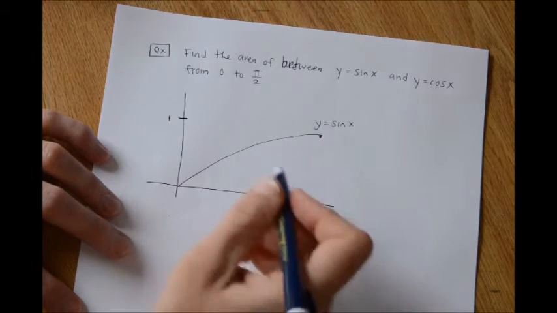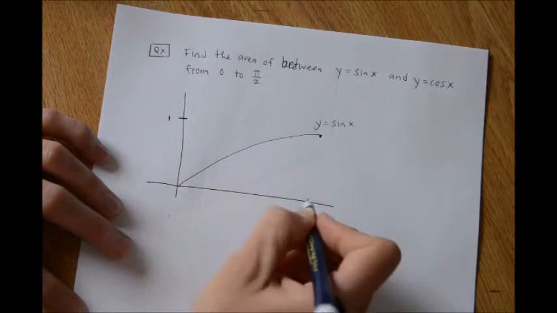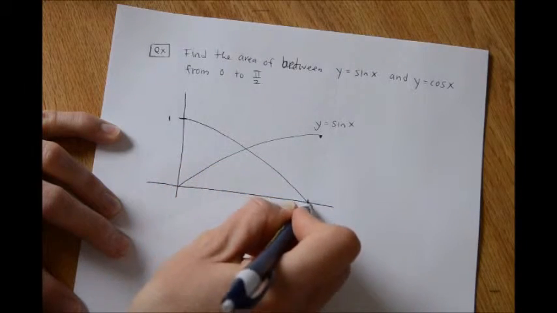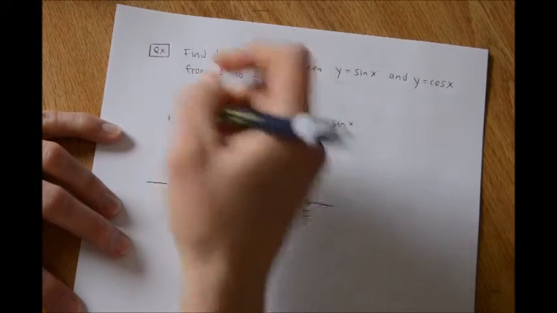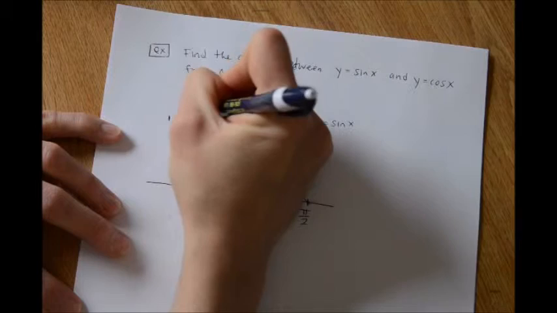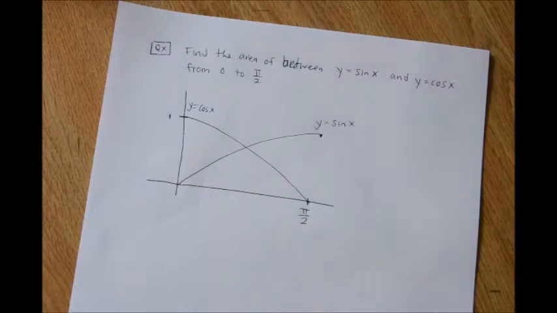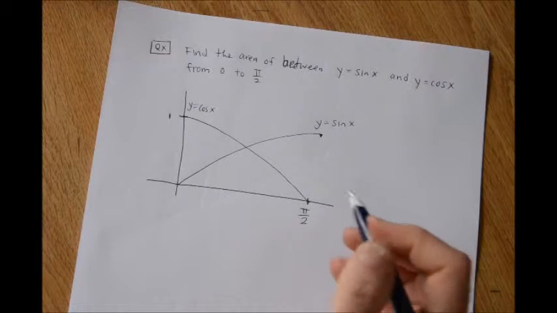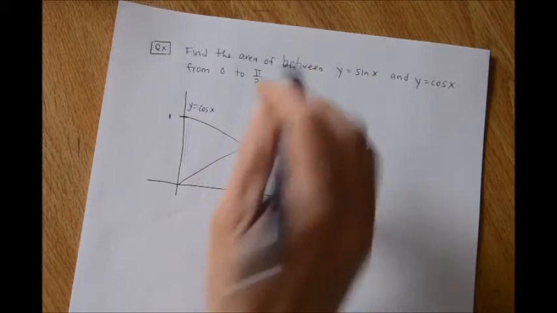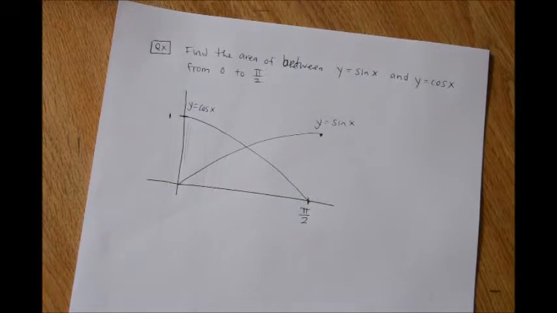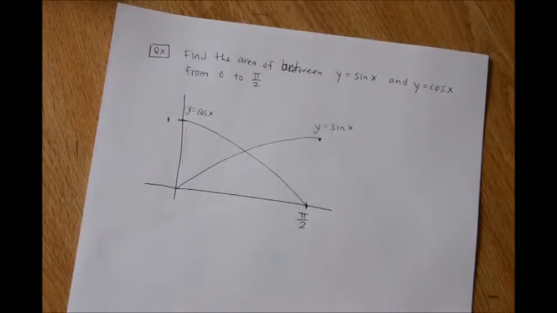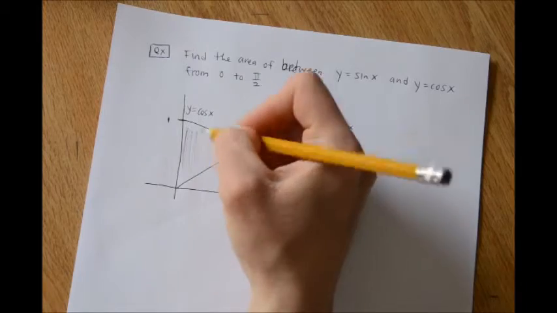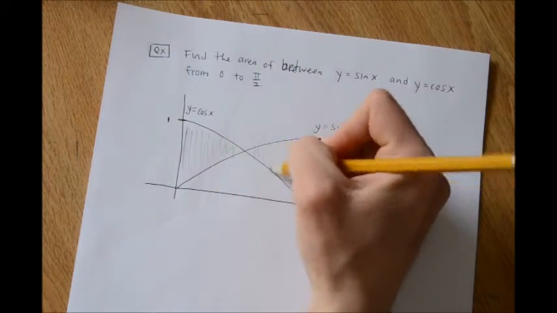The other one is going to come down. It's going to hit 0 at this point. The cosine curve hits 0 right at that point too. So this is the curve y equals cosine of x. Okay, so now when you look at this, and we want to know what the area between the two curves is, it's going to be this area between them here. It's going to be here and here.